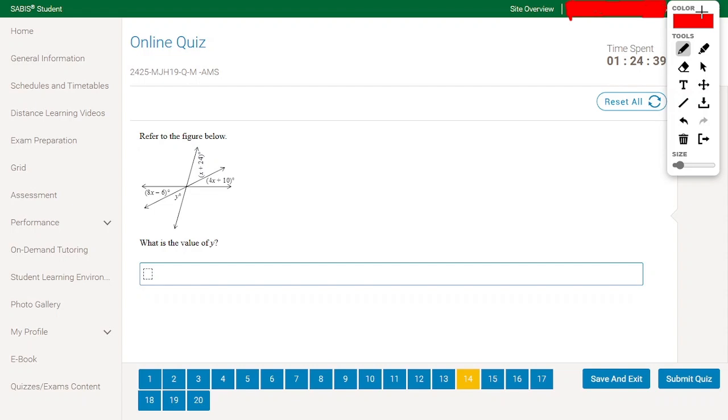Refer to the figure below. I have 3 lines intersecting in one point. So the opposite angles are equal. Opposite angles will be equal. So I have this angle, the opposite angle for 8x minus 6 will be equal to 4x plus 10. So here we have 8x minus 6 will be equal to 4x plus 10. So from this equation, I can get the x.